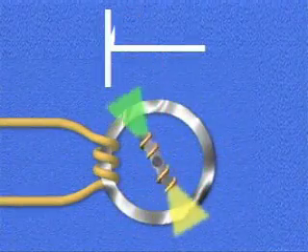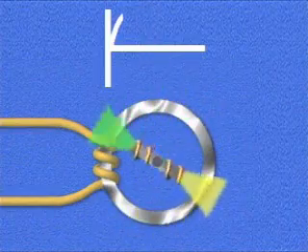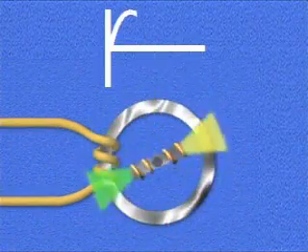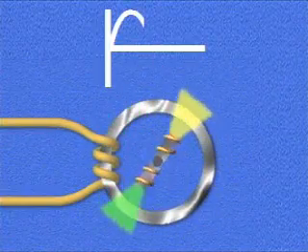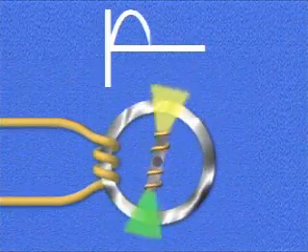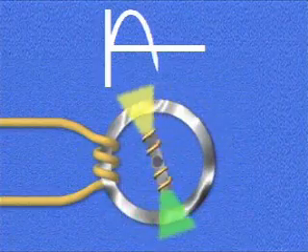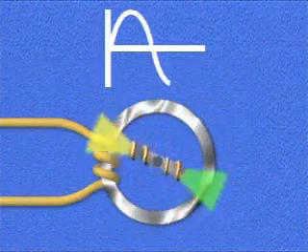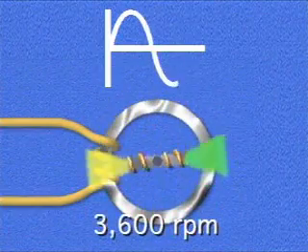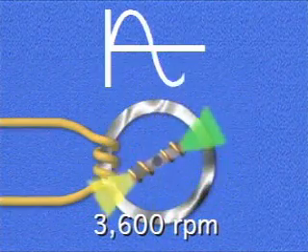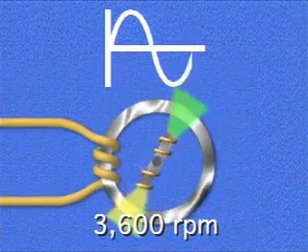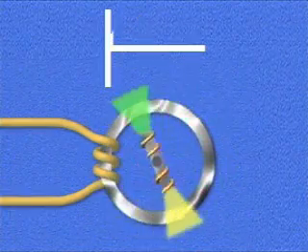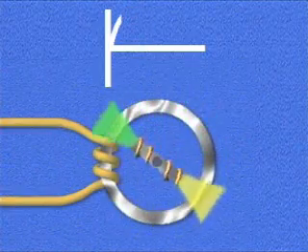In this illustration of a simplified generator, one cycle of current is produced for each revolution of the rotor, so the frequency equals the speed at which the rotor turns. In order to produce 60 hertz, a generator's rotor has to make 60 complete revolutions each second, or 3,600 revolutions per minute, abbreviated RPM.